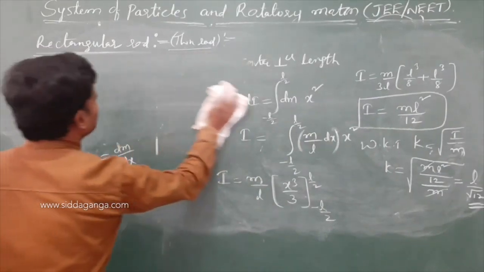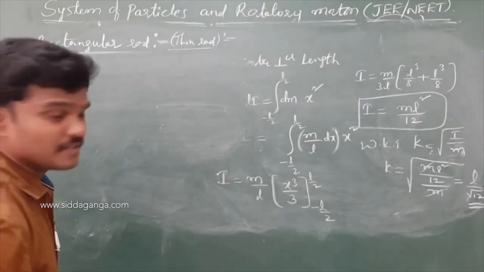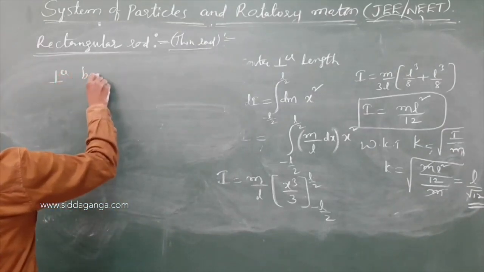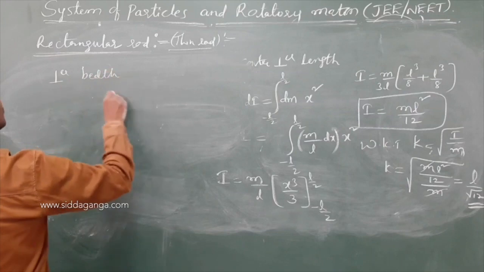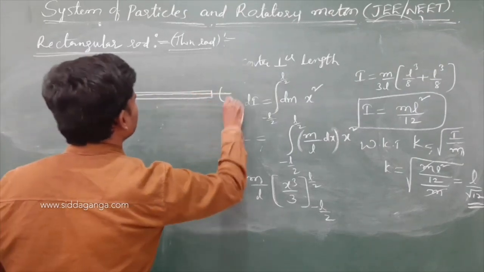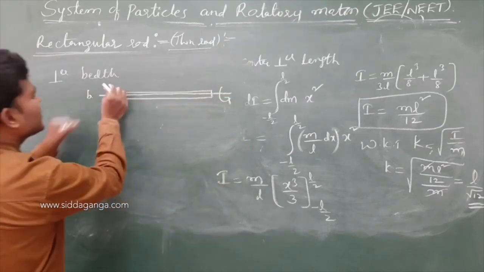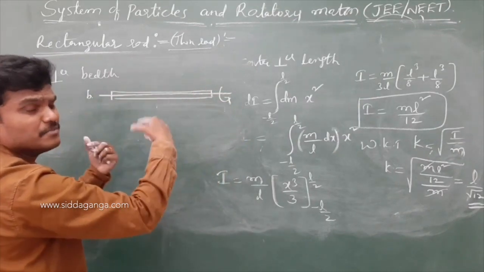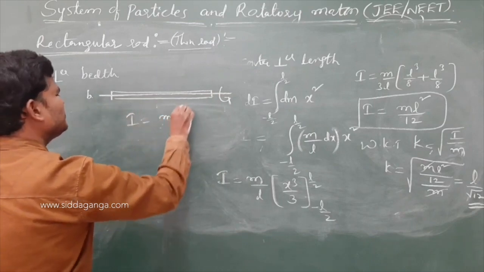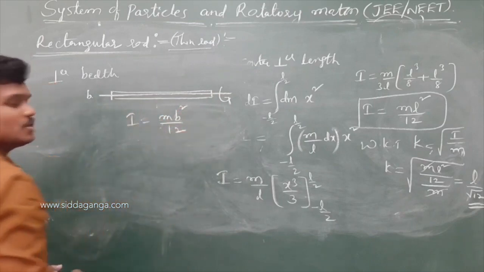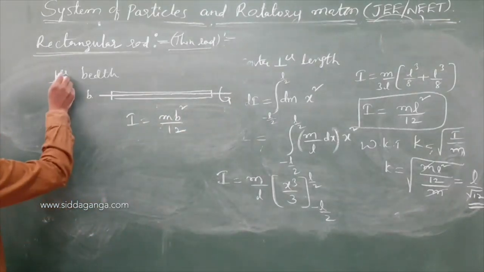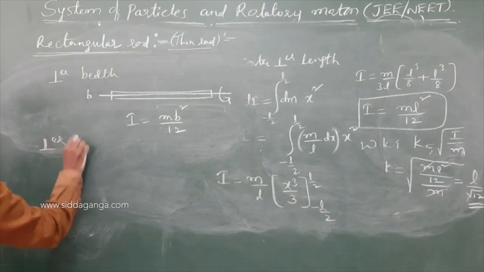Now let me find out perpendicular to the breadth. Axis passing through center perpendicular to the breadth, like this. Again take a small strip, again apply the integration from minus b by 2 to plus b by 2. Directly, let me write m b square by 12. And again, this is perpendicular to the breadth.